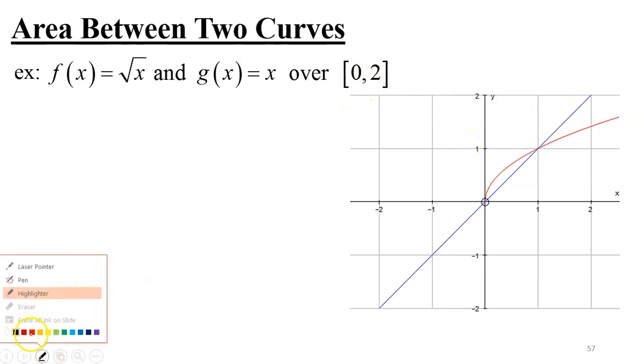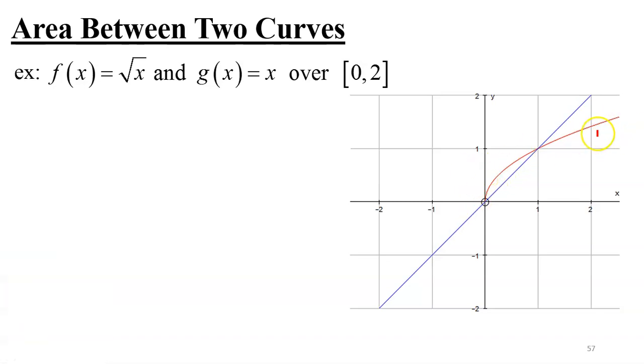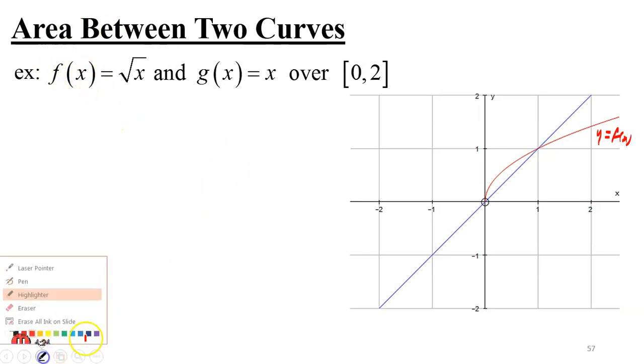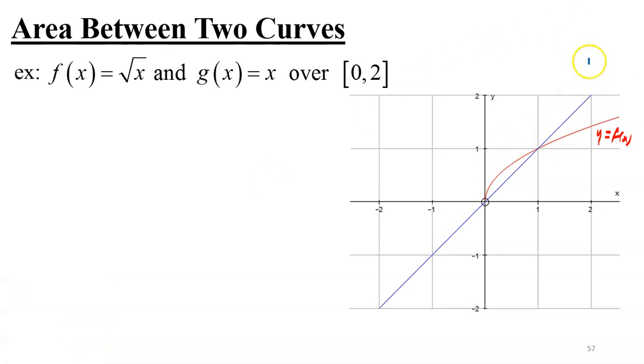So we already have the graphs here. The red graph is the graph of y equals f of x. That's the curve representing y equals square root of x, while the blue line is in fact the line corresponding to the equation y equals x. So over here, over the interval 0, 2, the area that is enclosed between the two curves is defined by this following area. Since the interval ends at 2, we end the region between the two curves at x equals 2.